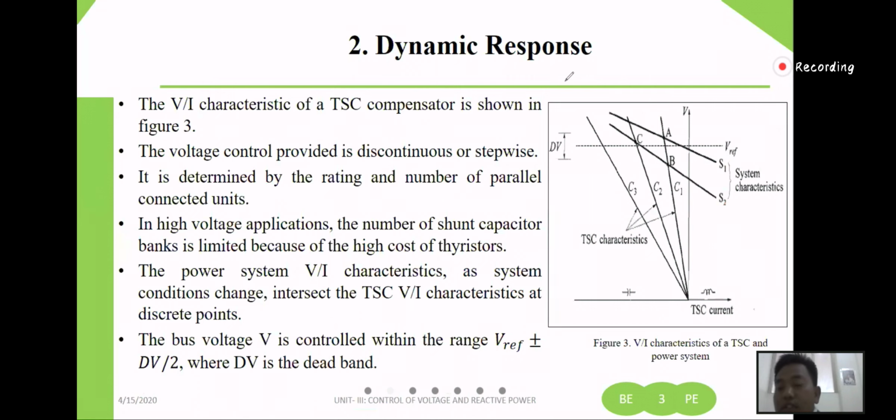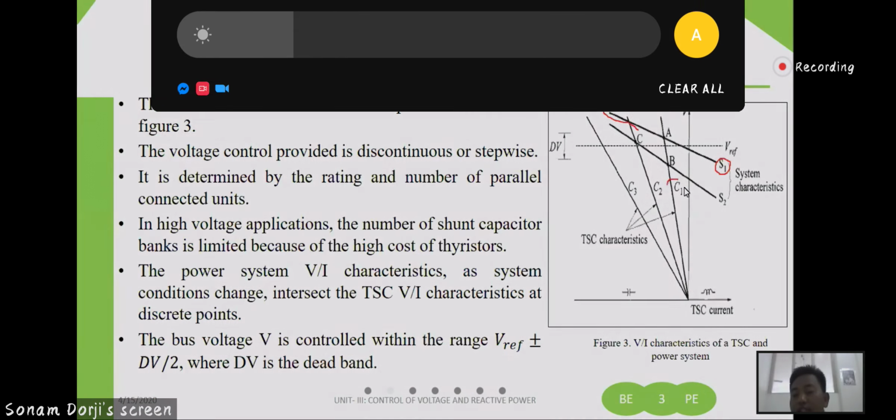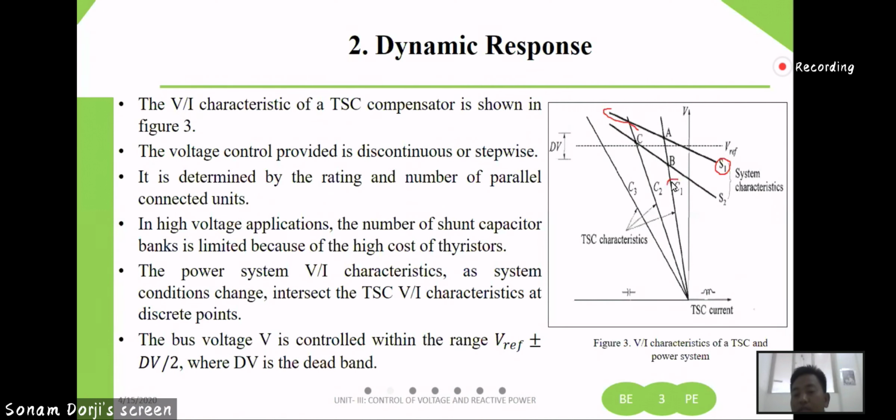So now what you can do is, system here means power system characteristic. Okay, so first let's start from S1. When your system characteristic is S1, it is deviating from the reference, right? So see here, deviating from reference, and then you will try to switch on the capacitor 1. Here I have written capacitor 1, but actually it is a TSC1.